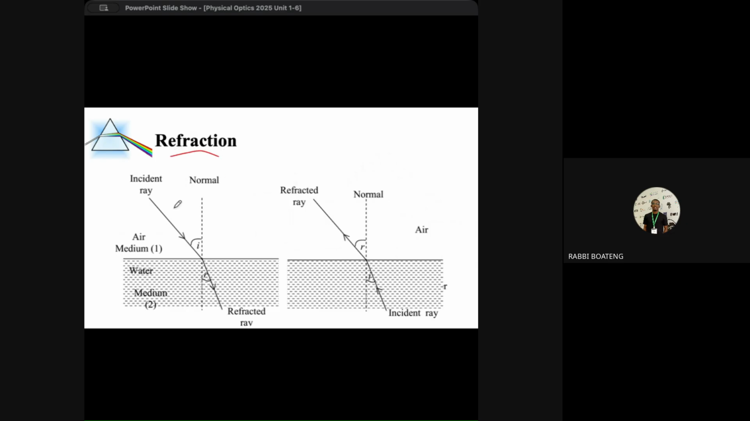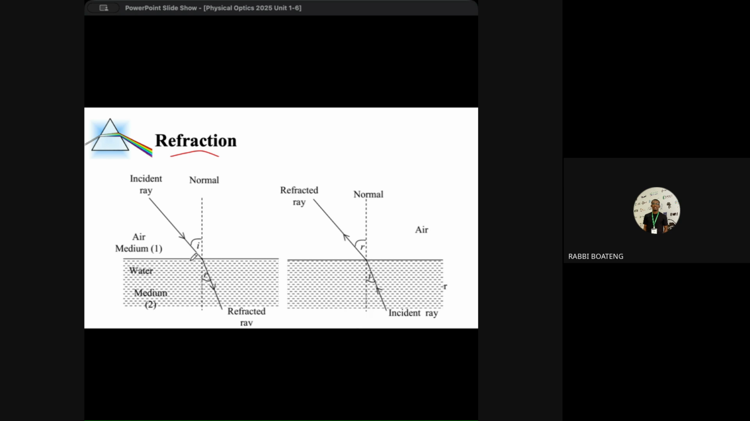Now, what was observed was that anytime I incident light on some sample, instead of getting the reflection, I don't get a reflection. The light rather enters the sample, right? And it depends on something we call the refractive index of the sample.